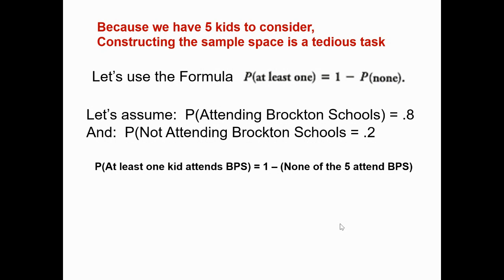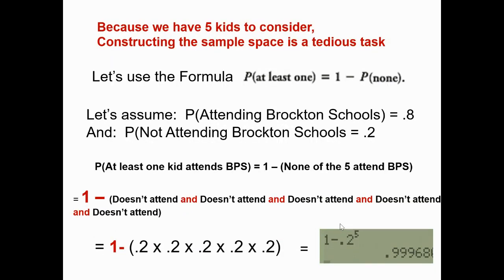We're looking for the probability of at least 1 kid attending Brockton schools. How we're going to solve this is take the whole number 1, subtract the probability of none of the 5. The complement of at least 1 is none. None of the 5 going to Brockton. So it's 1 minus the first child doesn't attend Brockton schools, and the second doesn't, and the third doesn't, and the fourth doesn't, and the 5th kid doesn't go to Brockton schools.